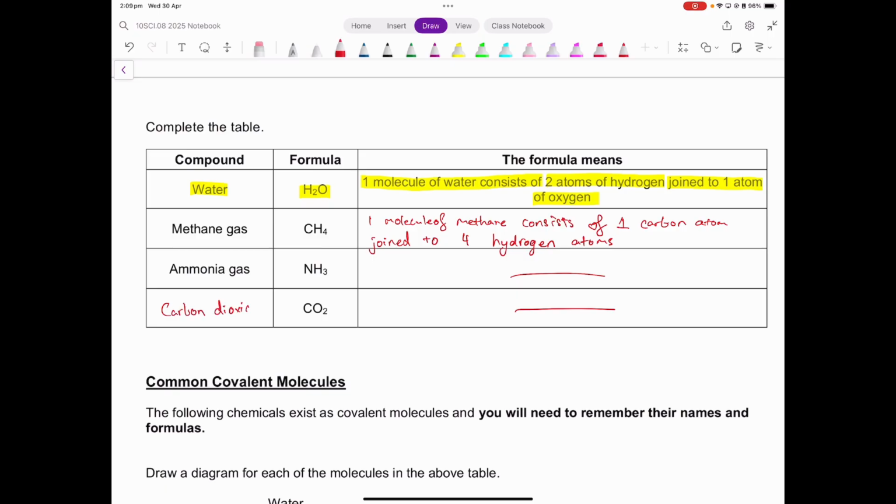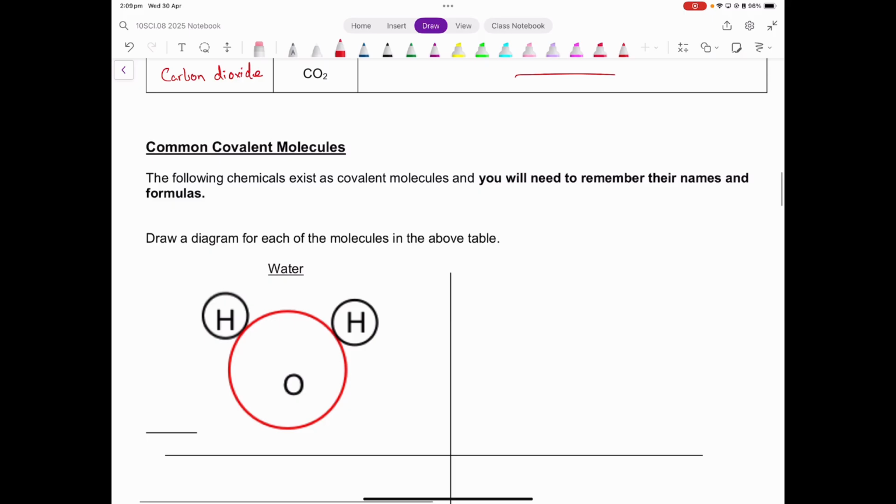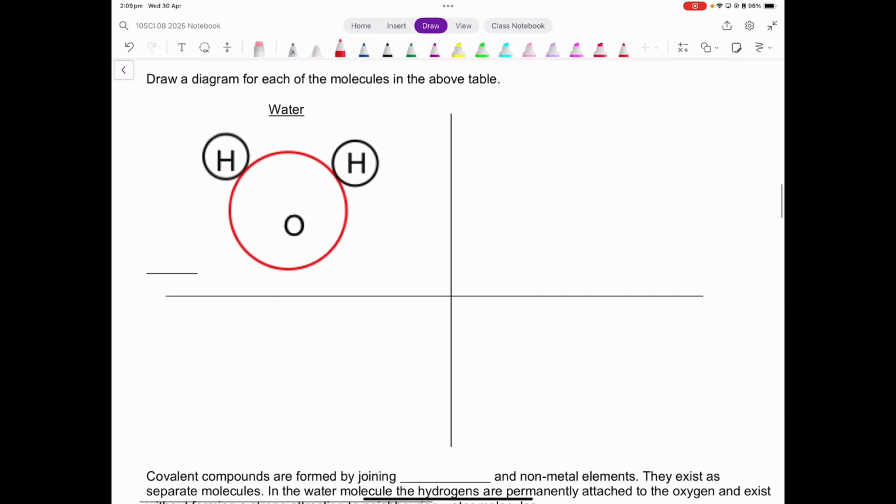So, here's what we're going to do. There are some really common covalent molecules that we need to know, and we need to know their names and their formulas. So, you have water pre-drawn for you. How many hydrogens are in water? 2. Great, H2. And how many oxygens are there? 1. So we go H2O.